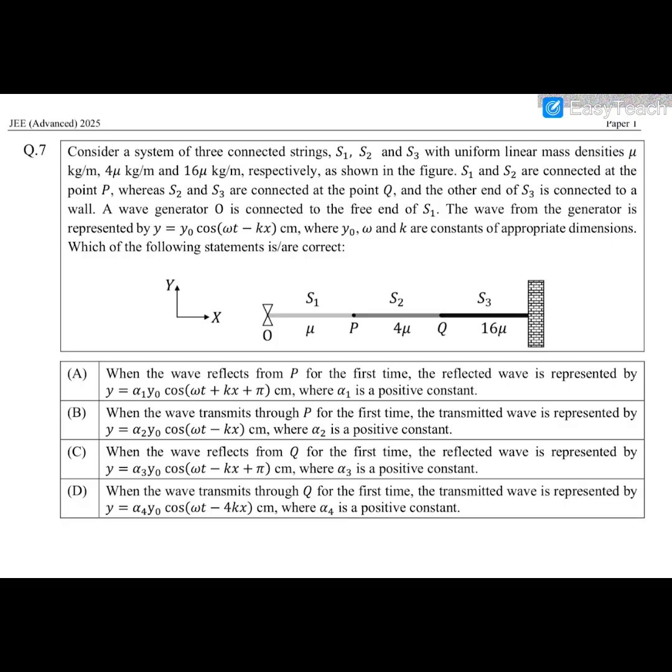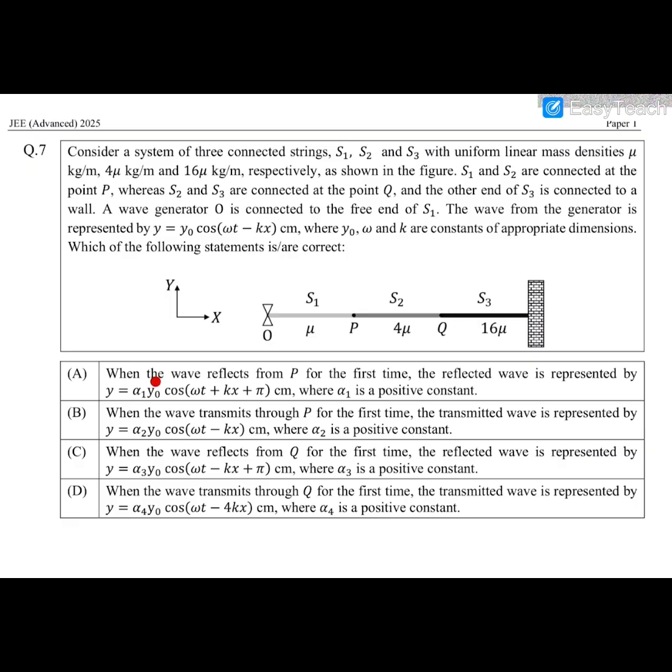In this question you can see that there are 3 strings which are connected to each other, S1, S2 and S3, and the linear mass densities of all these 3 strings are different. The linear mass density of S1 is mu, of S2 is 4 mu, and of S3 is 16 mu. So a wave is generated from this end, and this wave is represented by this equation. So we have to choose the correct options.